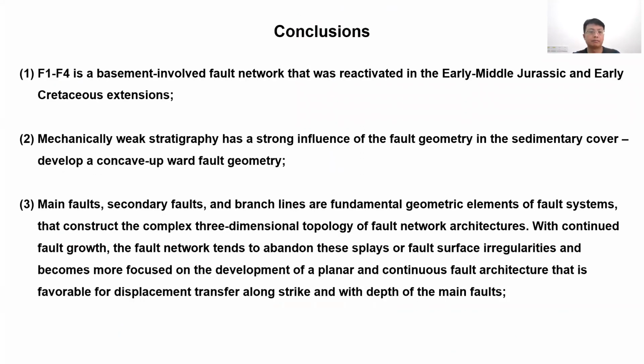So the wrap-up message for this presentation is that F1 to F4 is a basement involved fault network that was reactivated in the lower to mid Jurassic and the lower Cretaceous stages. Mechanically weak stratigraphy has a strong influence on the fault geometry in the sedimentary cover and develops a concave upward fault geometry. Main faults, secondary faults, and the branch lines are fundamental geometric elements of fault systems that construct the complex three-dimensional topology of fault network architectures.